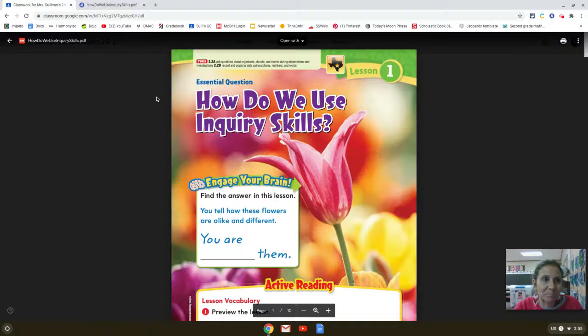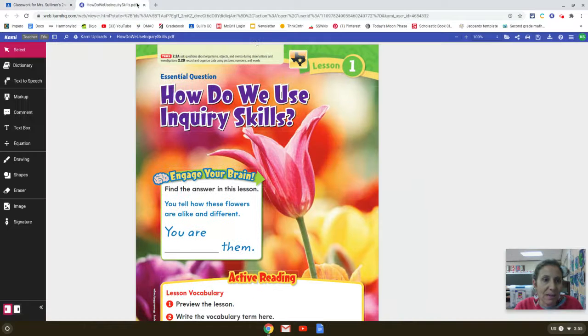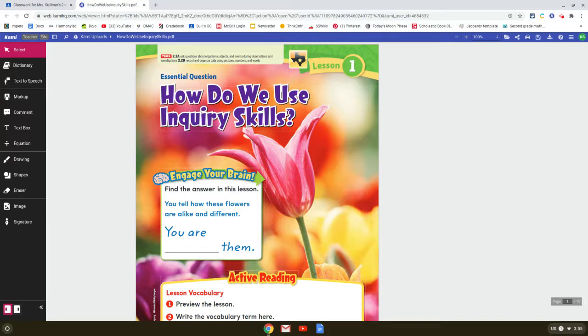Click on your name. Okay, it will look like this, and be sure to open and annotate with Cami. Now, when you get there, it should look like this in Cami. How do we use inquiry skills? Okay, inquiry is a word that you're going to hear a lot in this lesson. It is very, very important for scientists. It's how they discover new information.